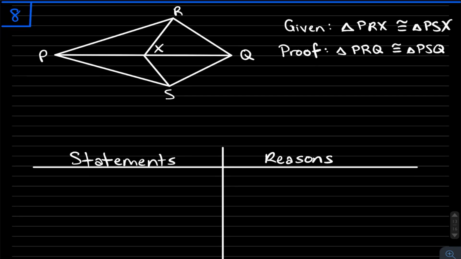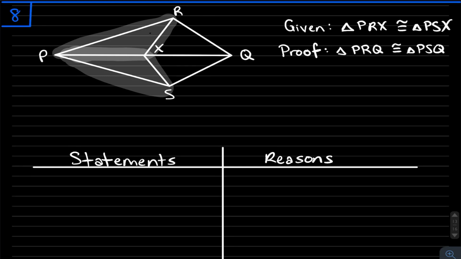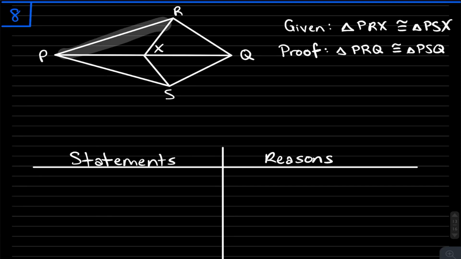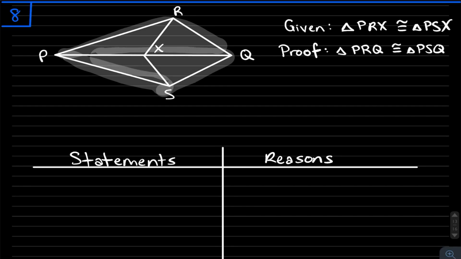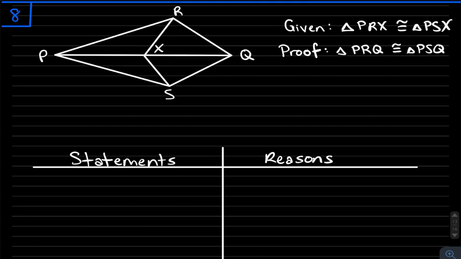Okay, in problem 8, we have a little kite-looking guy, and we're being given that triangles are congruent. So that should already tell you that we're going to have to be using some CPCTC here, right? That's something that we do after we know that triangles have been proven congruent. And so triangle PRX, that's this triangle right here, is congruent to triangle PSX, right? And so now we want to prove, given that, that these two big triangles, PRQ and PSQ, are congruent, right? We want to prove that those two things are congruent. Okay? And so, let's start off.